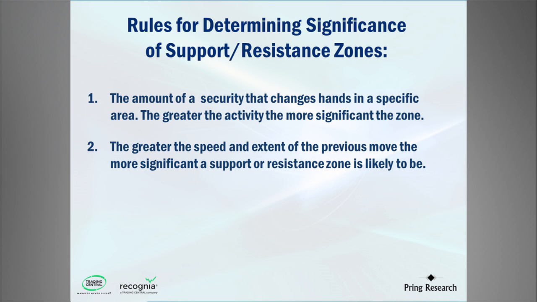2. The greater the speed and extent of the previous move, the more significant a support or resistance zone is likely to be. The attempt to climb through the resistance level here can be compared to the efforts of a person who tries to crash through a door. If he attacks the door from, say, 10 or 12 feet away, he can propel himself with lots of momentum, and the door will probably give way.